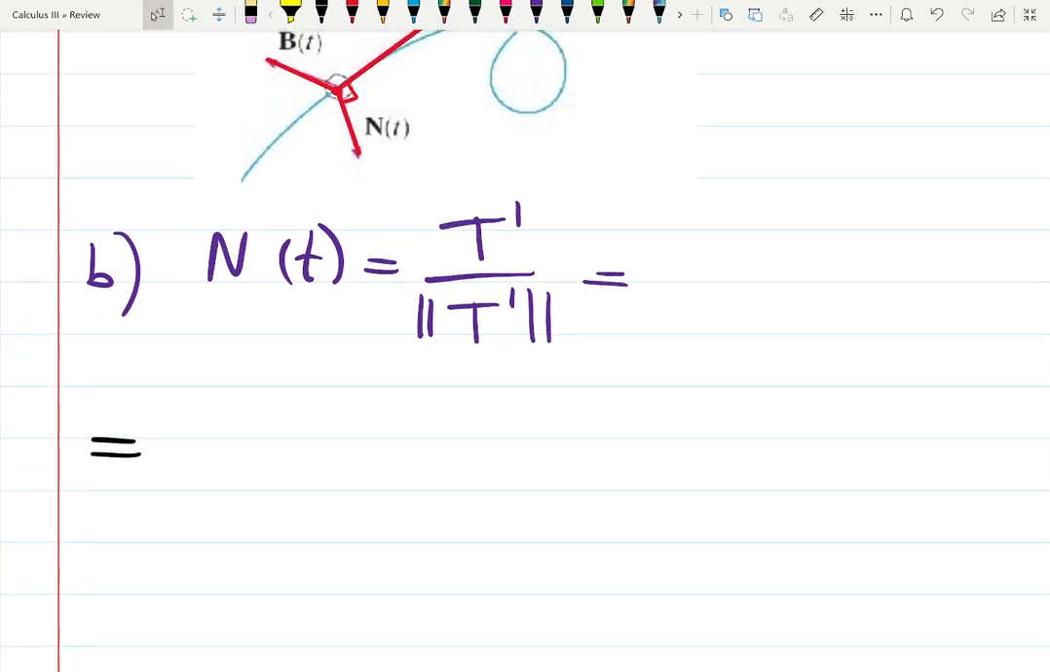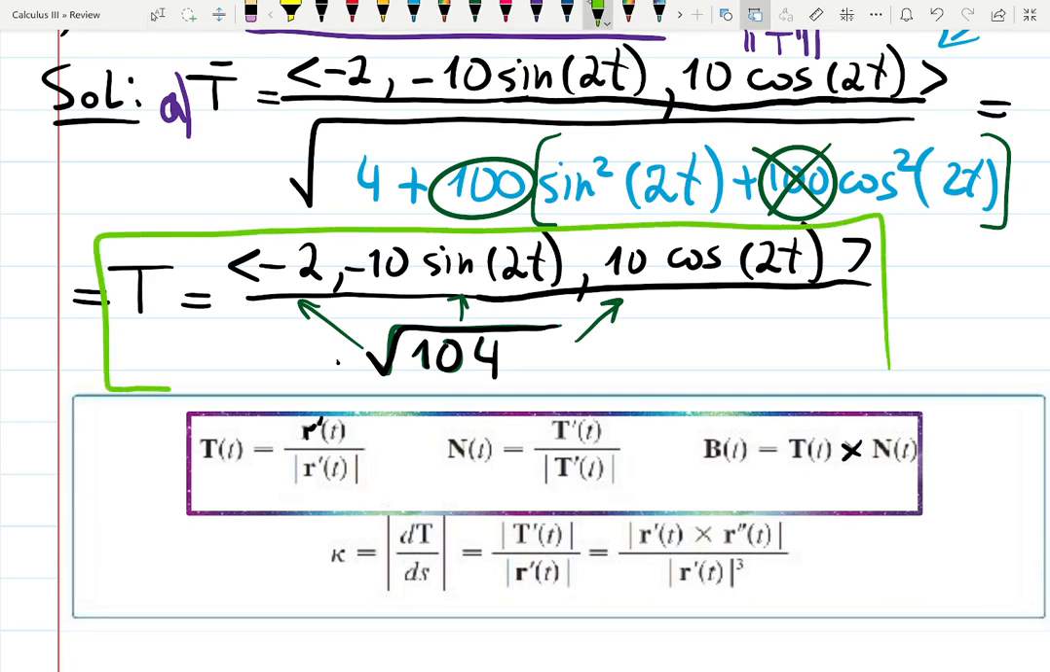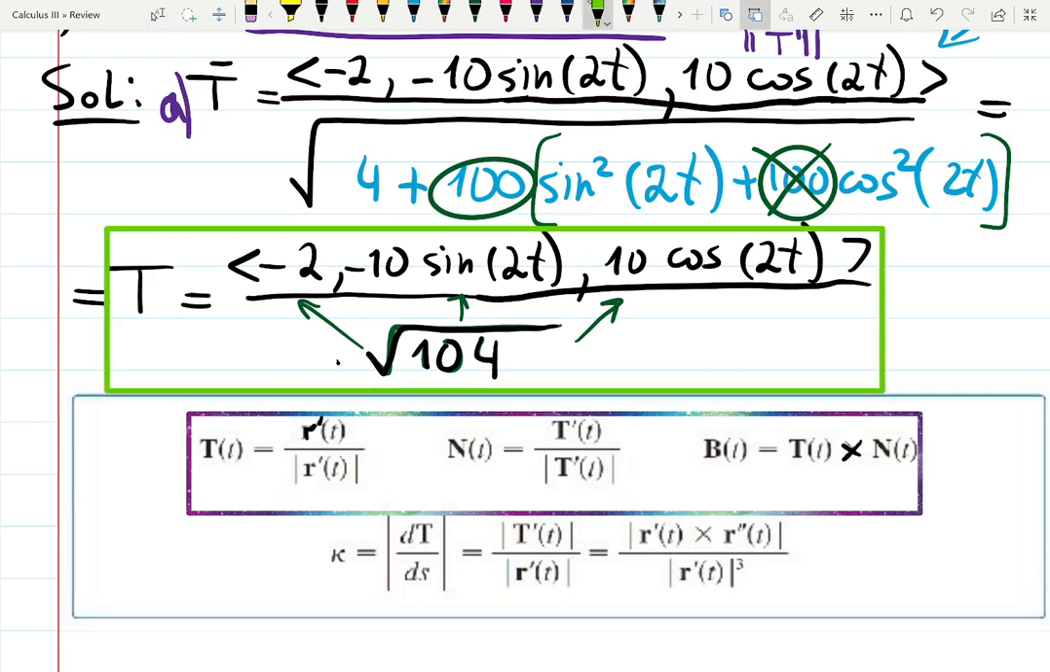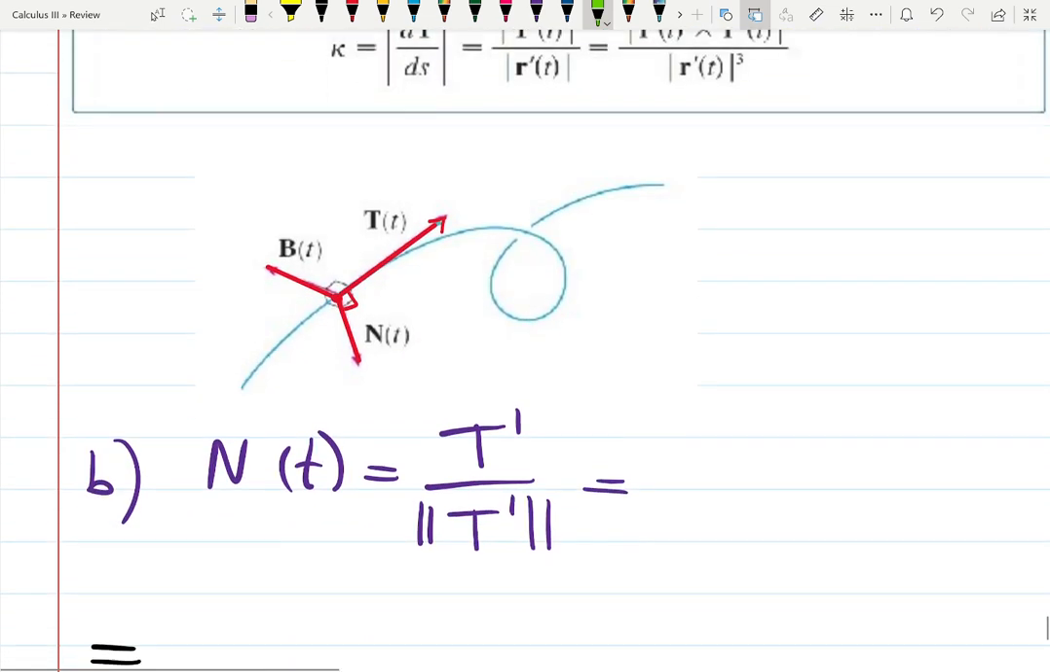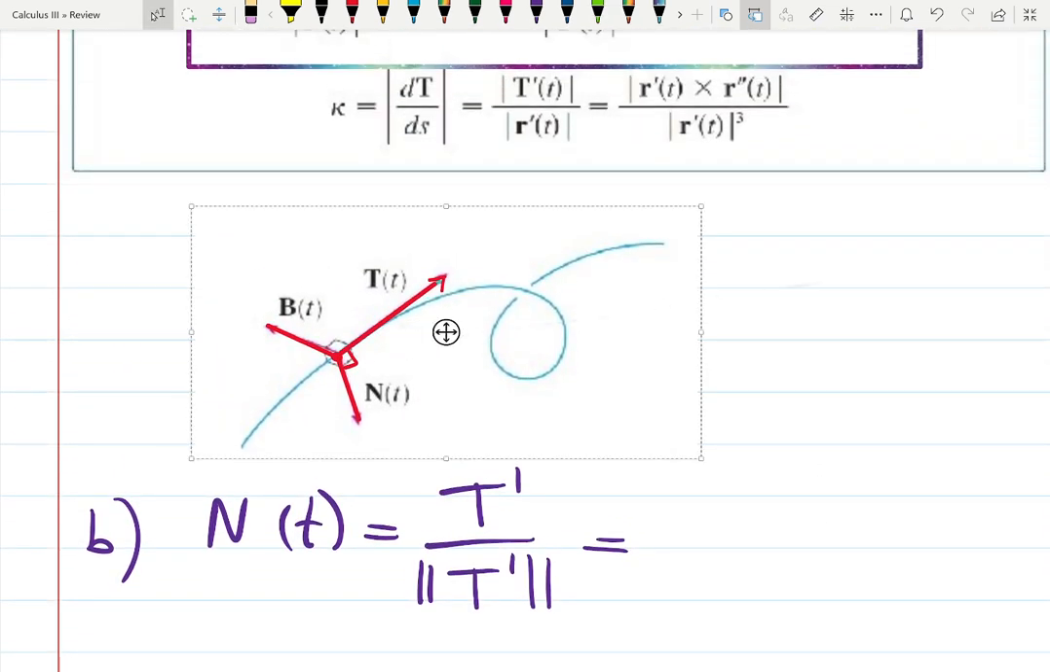Before I start differentiating, let's point out something. This whole thing is T, including the square root of 104 in the denominator. So maybe it's good if I rewrite it over here. I'll move the picture.